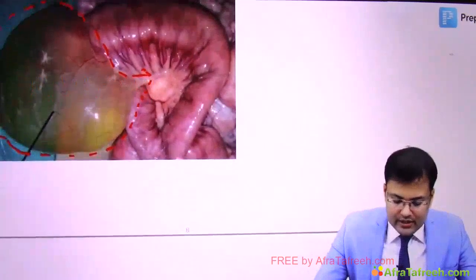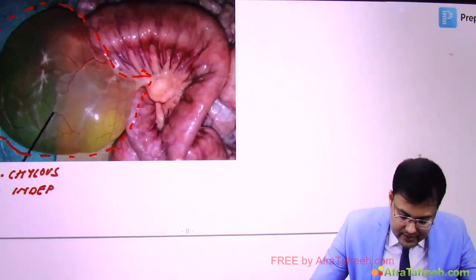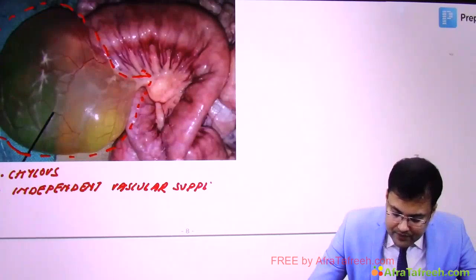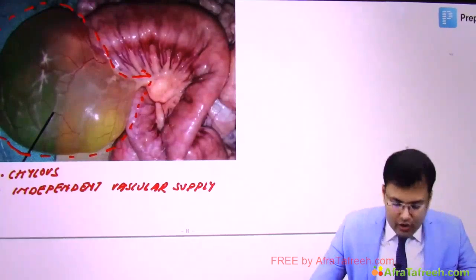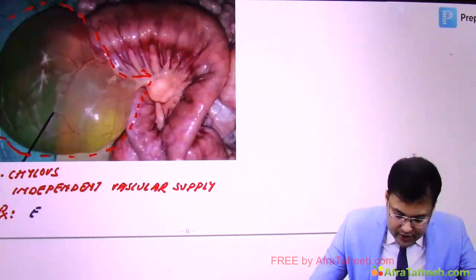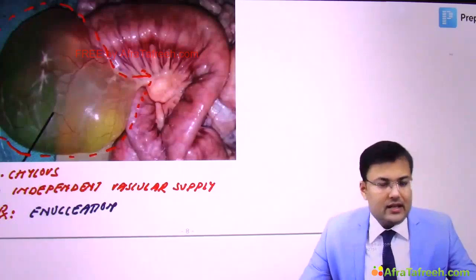So important points related here. There is chylous fluid. It is having independent vascular supply. Clear? And there is no shared wall. Since there is no shared wall, what's the treatment? In these patients, we go for enucleation. The treatment in chylolymphatic cyst is enucleation.